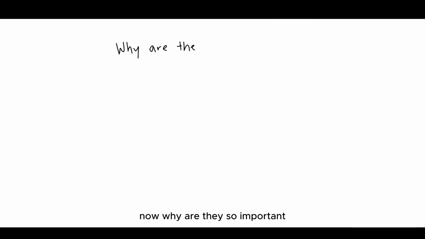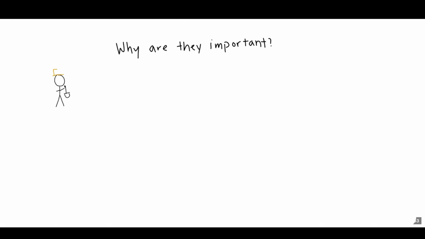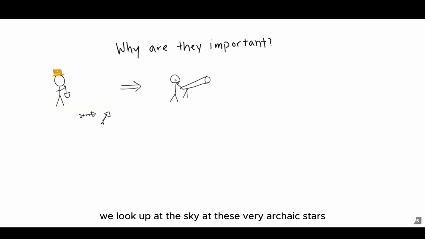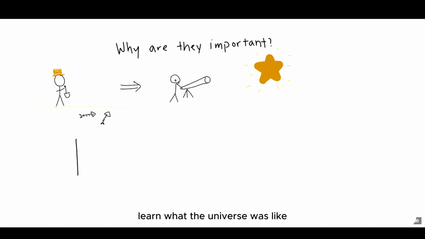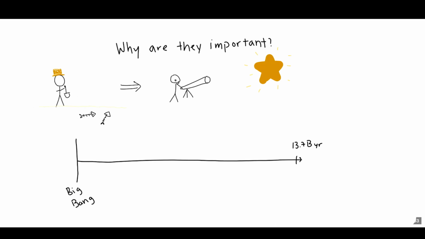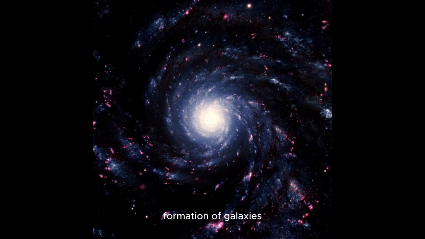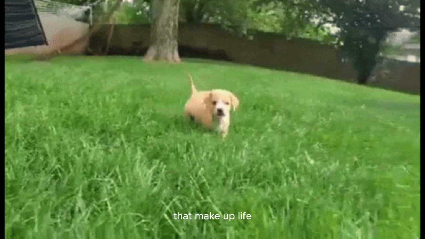Now, why are they so important? Well, think of these as cosmic fossils. If you're a normal paleontologist, you're digging in the ground to find skeletons and fossils to maybe learn about how the Earth evolved and how these animals came to be. In our case, though, we look up at the sky at these very archaic stars. By studying them, we can learn what the universe was like right after the Big Bang. Think of them as time capsules that help us understand the conditions that led to the formation of galaxies, and even the elements that make up life.